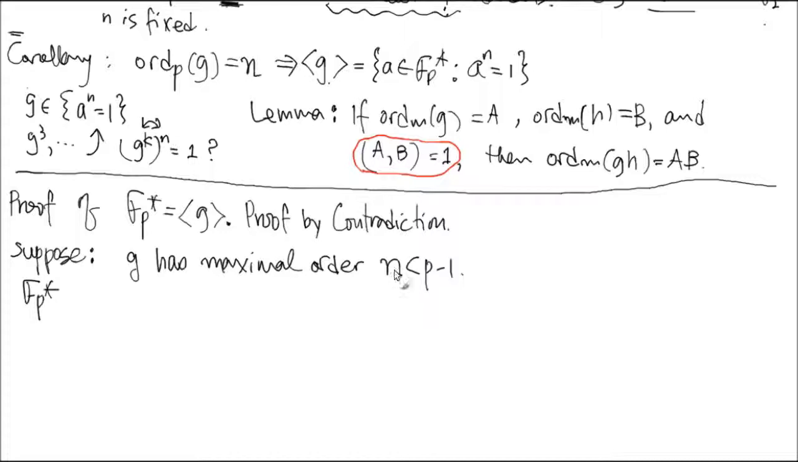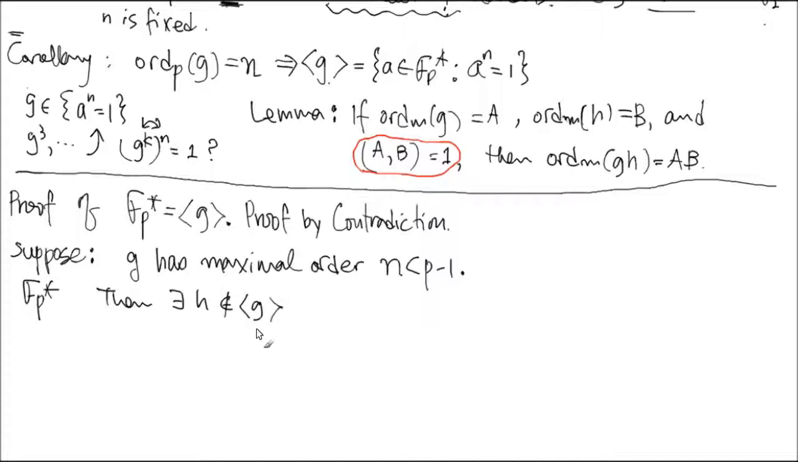But anyway, this is a maximum order, and it is less than p minus 1. Something's going to go wrong, right? Then there is this h. Remember h? Because this is less than p minus 1, then there is h. H is outside of something, right? What was that? It was not in that bracket G.